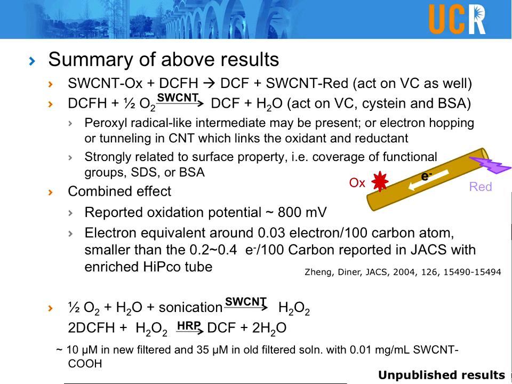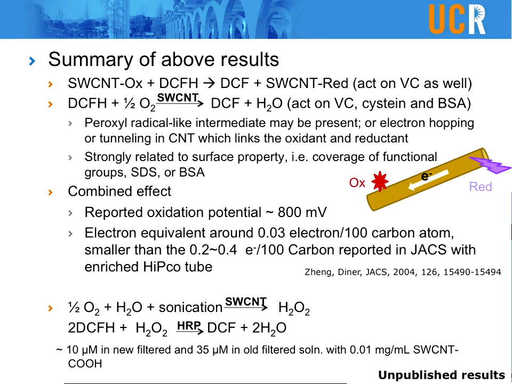The last one would be the generation of hydrogen peroxide. It could be during storage or sonication, anyway, it's an over-time accumulation of H2O2. Right now we quantify it, it's around 10 micromolar in the solution as prepared, which is 0.01 milligram per milliliter. This 10 micromolar is in the two-week-old solution. And in the old solution, which is 3 months old, it's about 35 micromolar.